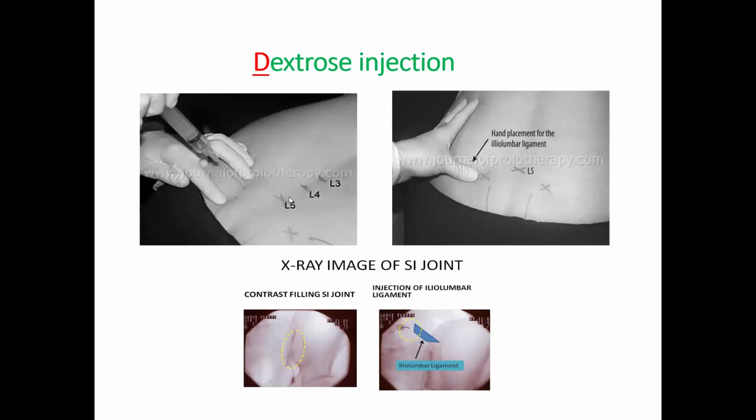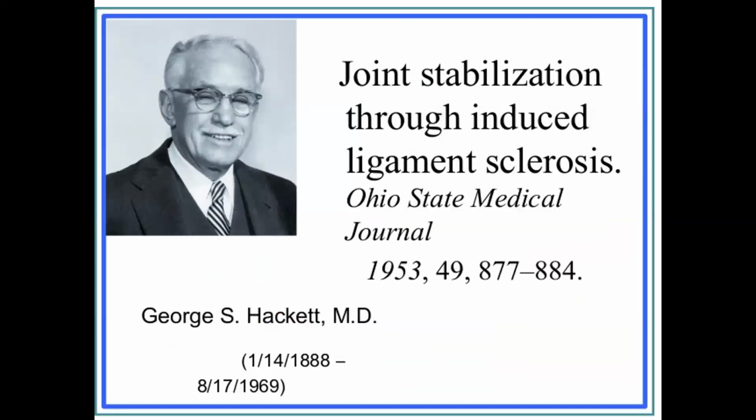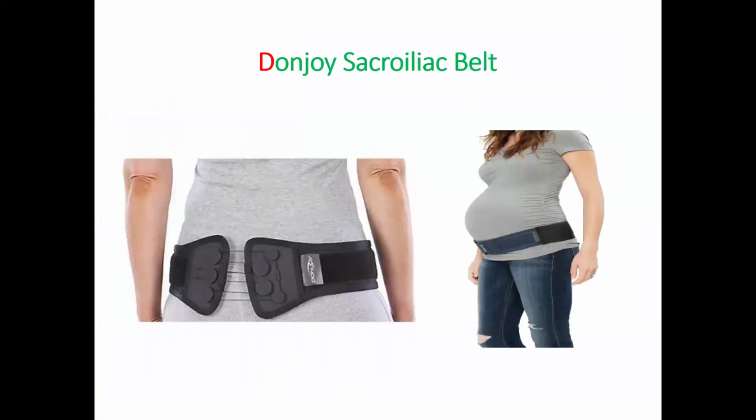Okay, dextrose injection, this is what we call prolotherapy. After you do your Don technique exercises or manipulation, you do the dextrose to strengthen the ligaments. Here in this picture, the injecting the iliolumbar ligament. This program of prolotherapy was developed by George Hackett, a Cleveland Clinic surgeon in the 50s. Okay, another important part is the belt. Don joy sacroiliac belt.